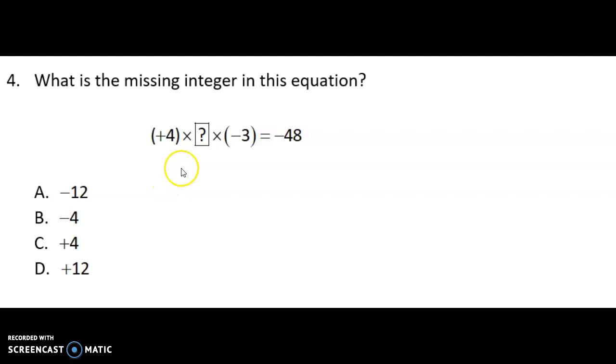In this video, we're given a problem with a missing number and we have to determine what that value is. So we're looking at a positive 4 multiplied by something, multiplied by a negative 3, equals a negative 48. I'm going to rewrite this.